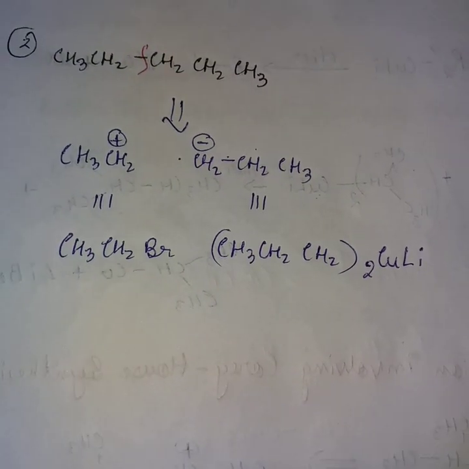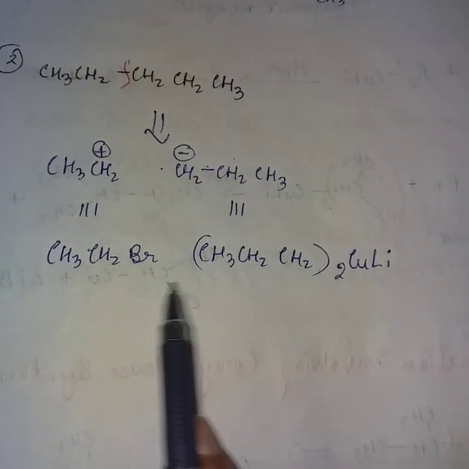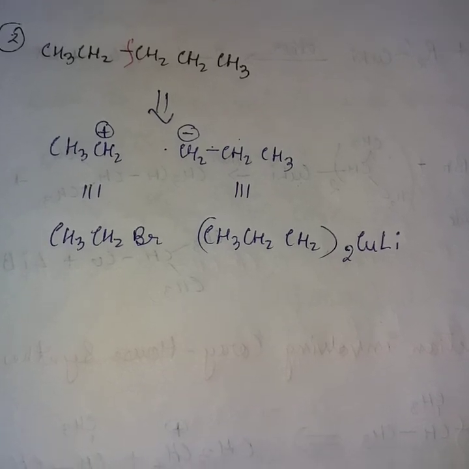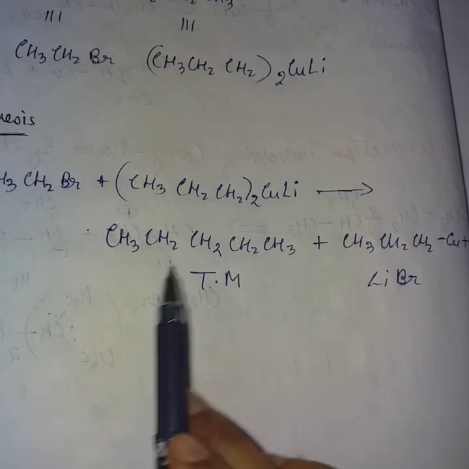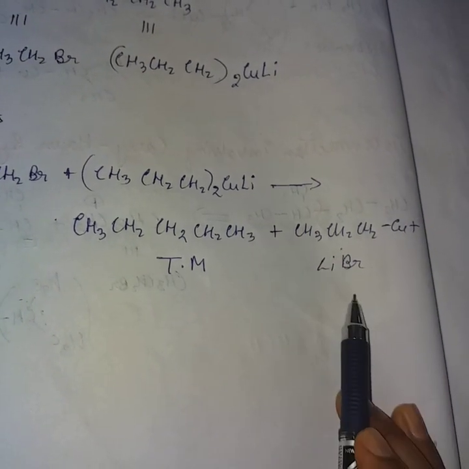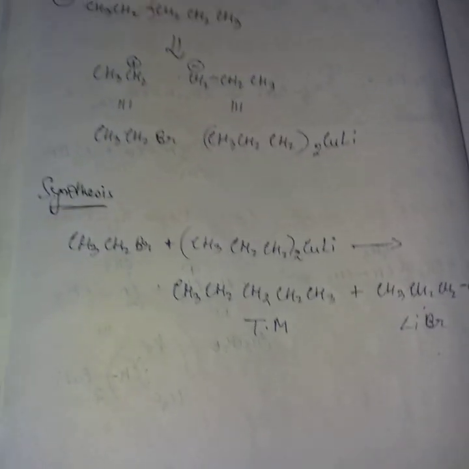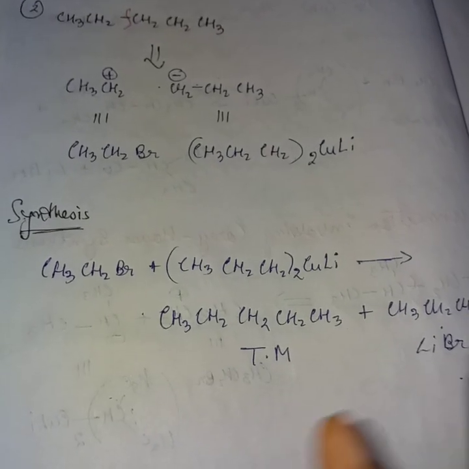Now we will synthesize the target molecule using these two synthetic equivalents by Corey-House synthesis. Synthesizing this, we get our target molecule and the byproducts. So this was the method of Corey-House synthesis.